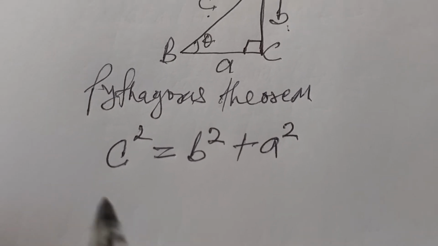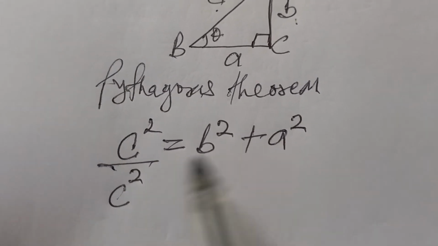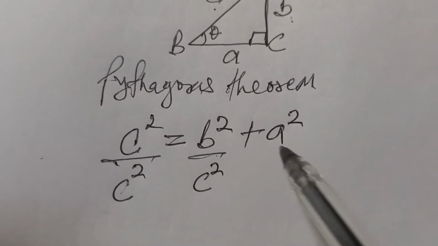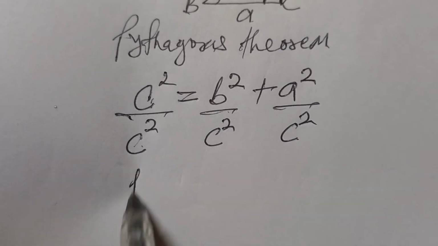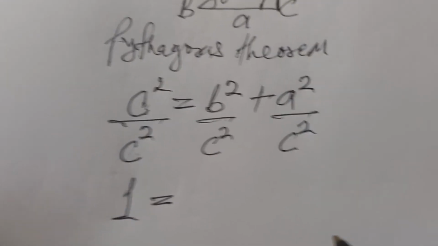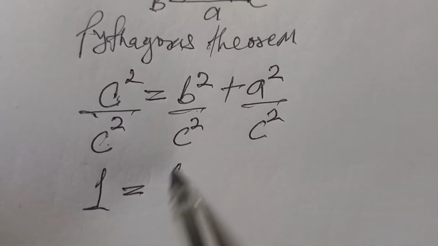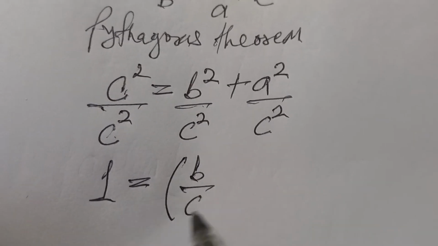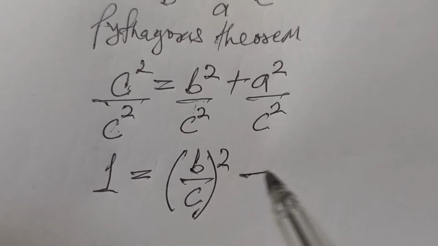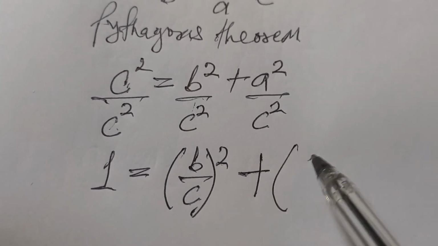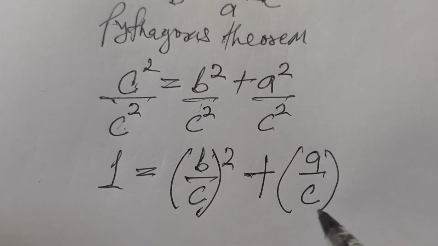So the first approach is to divide both sides by c squared. If we divide all through by c squared, the next thing we'll have is this divided by this will give us 1. And b squared over c squared can also be represented as b over c all squared. Plus, similarly, a over c all squared.